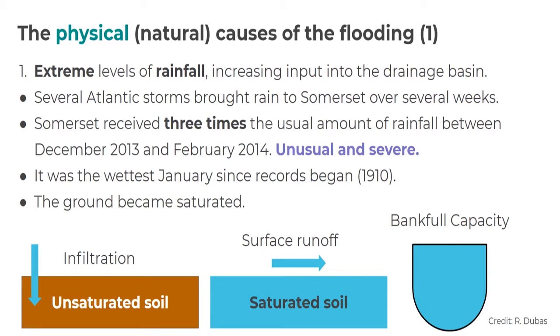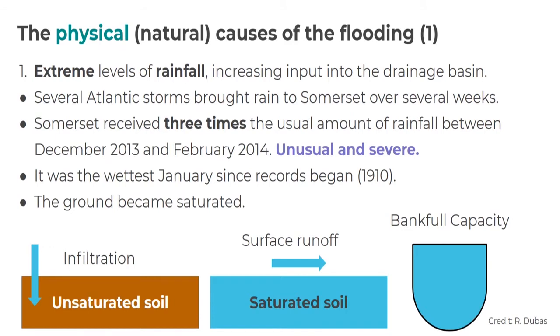This increase in input of rainfall caused the ground to become saturated or full of water. So let's have a look at the diagrams at the bottom of the screen to find out why this is an issue. Unsaturated soil allows rainwater to infiltrate or seep into it. This means the rainwater enters the river more slowly as it travels underground towards the river channel. Once the soil becomes saturated or full of water, infiltration can no longer occur. This increases surface runoff, causing rainwater to reach the channel faster.